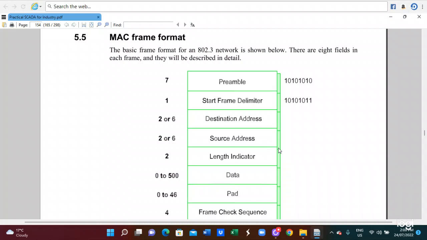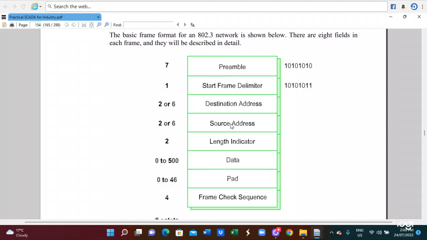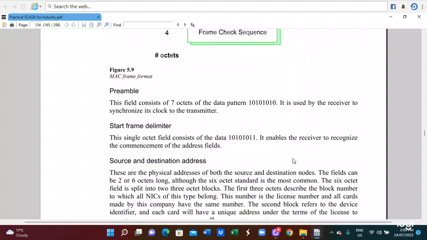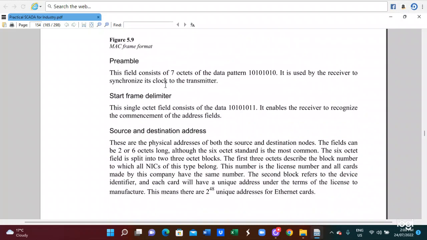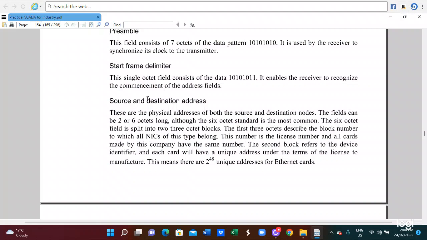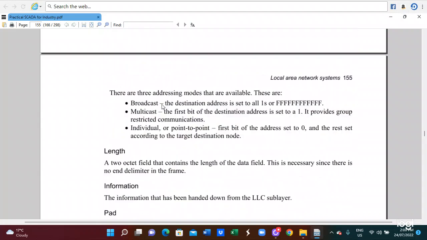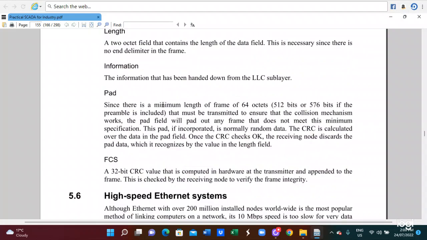Here is a MAC frame format, so how the preamble starts the frame, the start frame delimiter, destination address, source address, length indicator, data pad, so the arrangement of data. Also, you also know about the preamble information, start frame delimiter, and destination address, length, information pad.